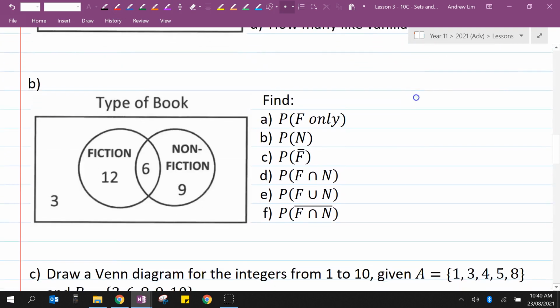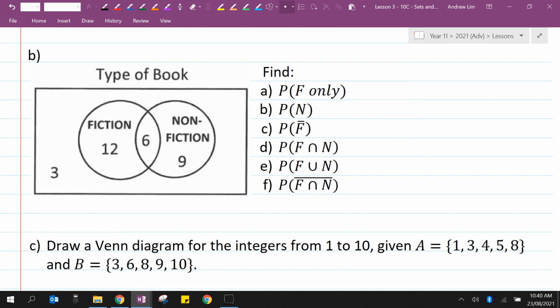Okay, let's have a look at part B. Type of book. This time we're not just working out the number of elements in each set. We're talking about probability. Find the probability. Let's assume a group of people were asked whether they like fiction or non-fiction, or both, or neither. So we're finding the probability that if a person was selected at random, they would like fiction only. Well, these people here like fiction, but these ones like non-fiction as well, so we don't include them. We only want this 12.